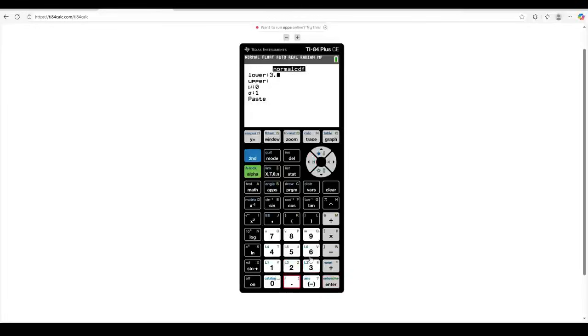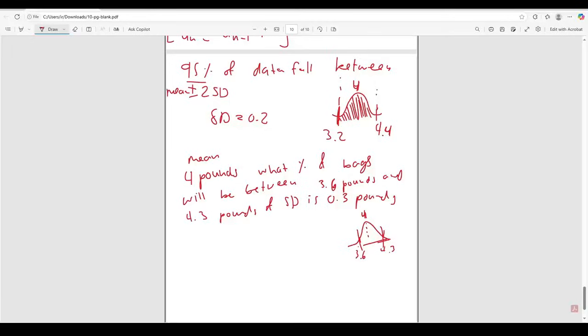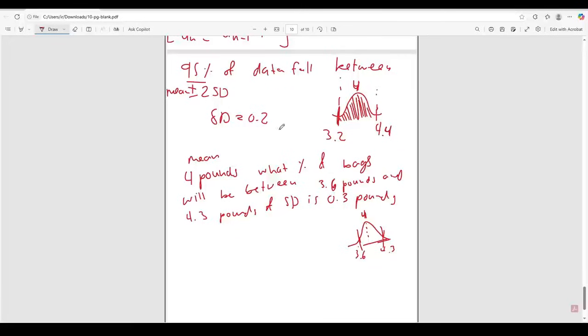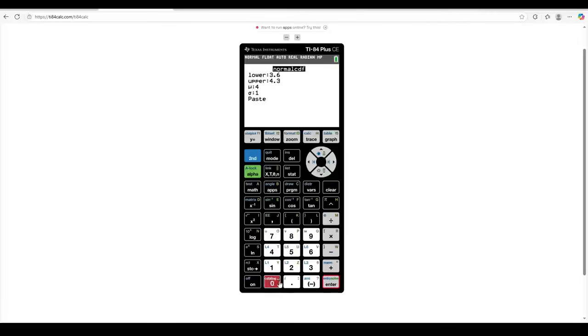Okay, so when it asks you for the upper bound, type in the bigger value, which in this case is going to be 4.3. Then when it asks you for this kind of weird u called the mu, you just type in your mean, which was 4. And then this rho, which is this kind of circle with a hat on it, right? That's your standard deviation. So you just type in 0.3. And if you hit paste and then press enter, it'll tell you a number, right?